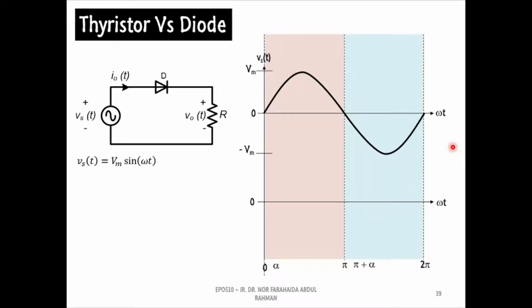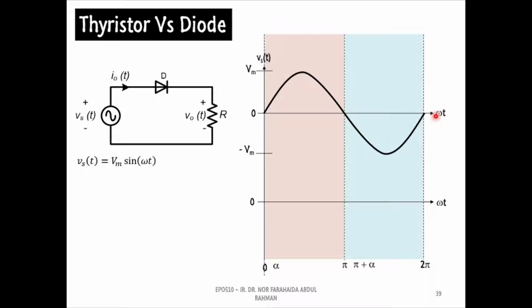Firstly, let's look at the circuit diagram. As you can see here, this time I am using an AC voltage source. The equation for the supply voltage is Vm sine omega t, where Vm is the peak amplitude of the voltage waveform. According to this equation, we can have this following waveform.